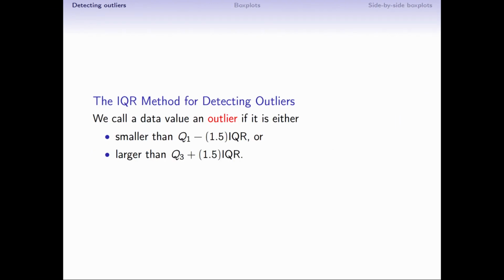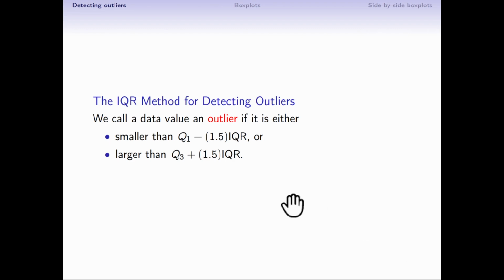So we're going to use what's called the IQR method for detecting outliers. Remember, IQR stands for the interquartile range. That's Q3 minus Q1. We call a data value an outlier if it is either smaller than Q1 minus 1.5 times IQR or larger than Q3 plus 1.5 times IQR.